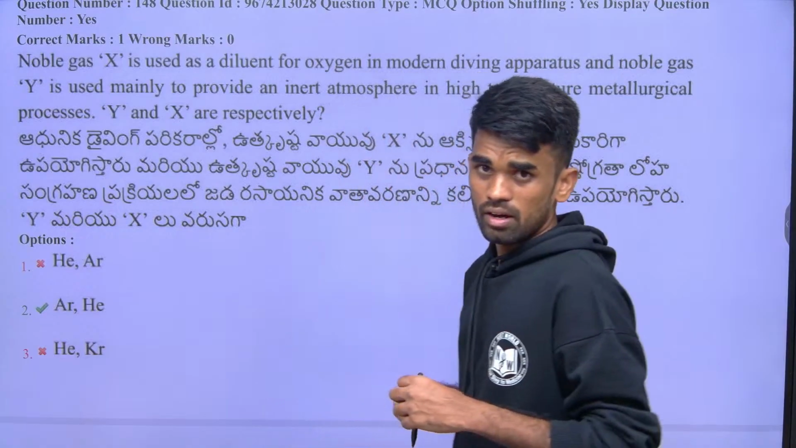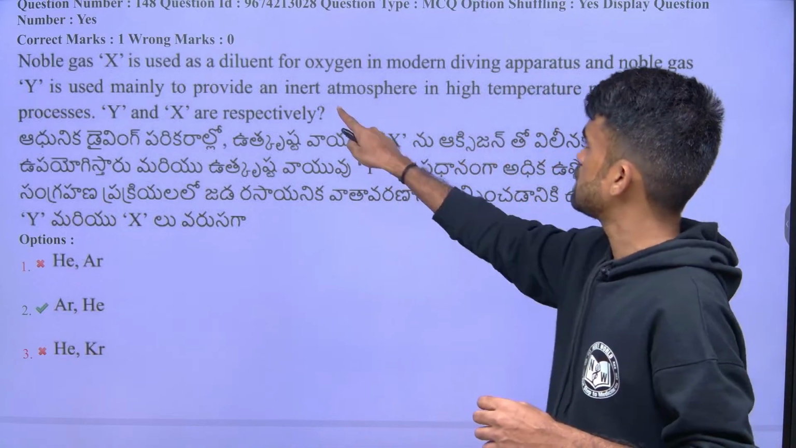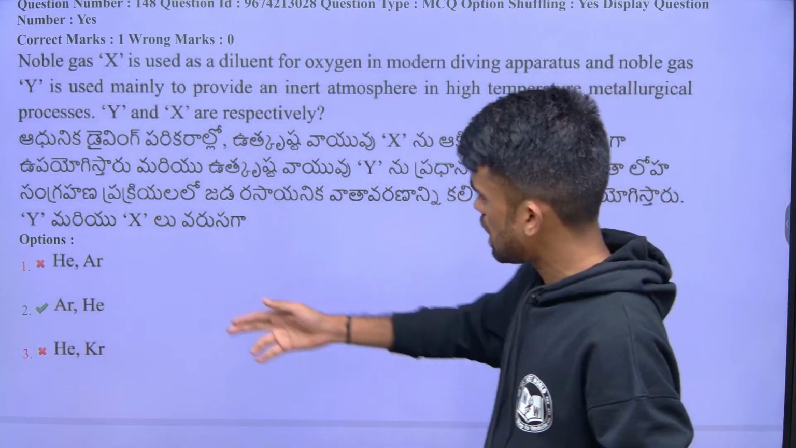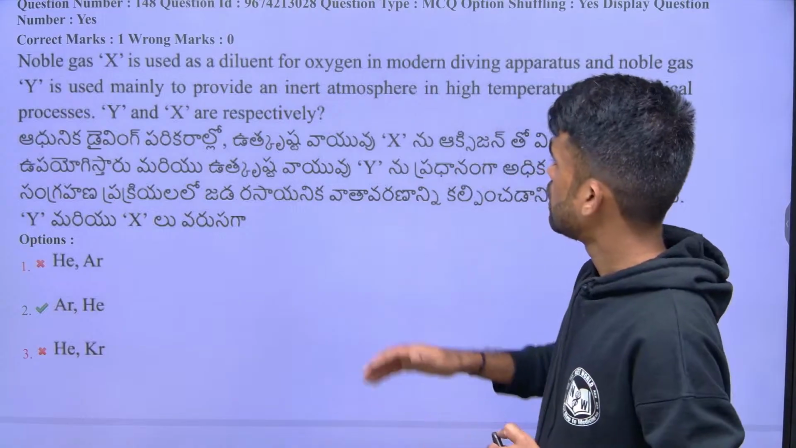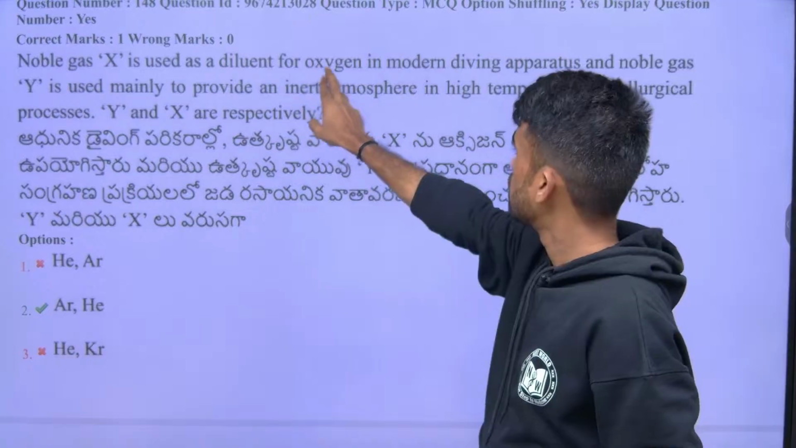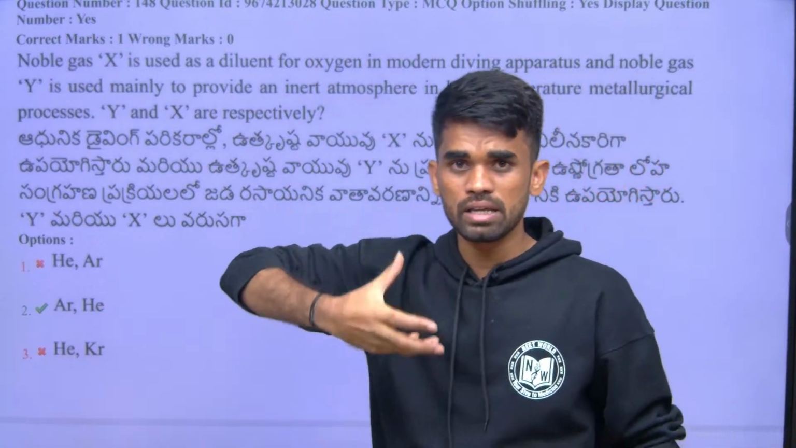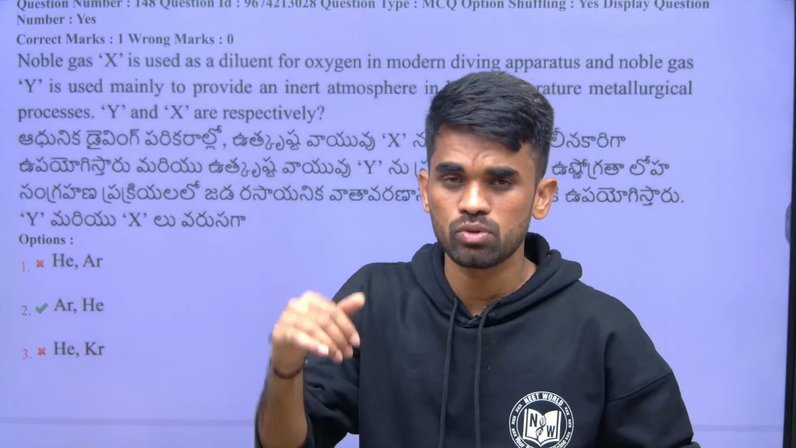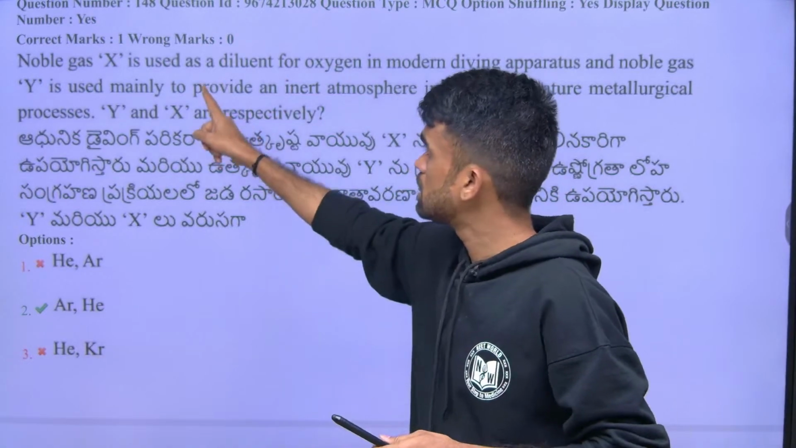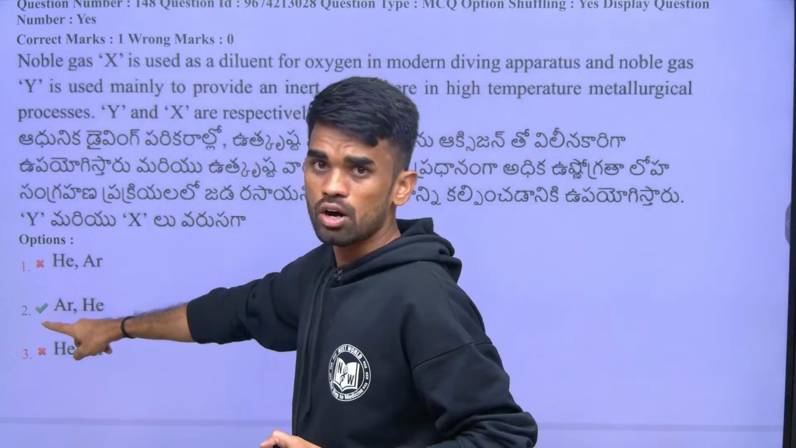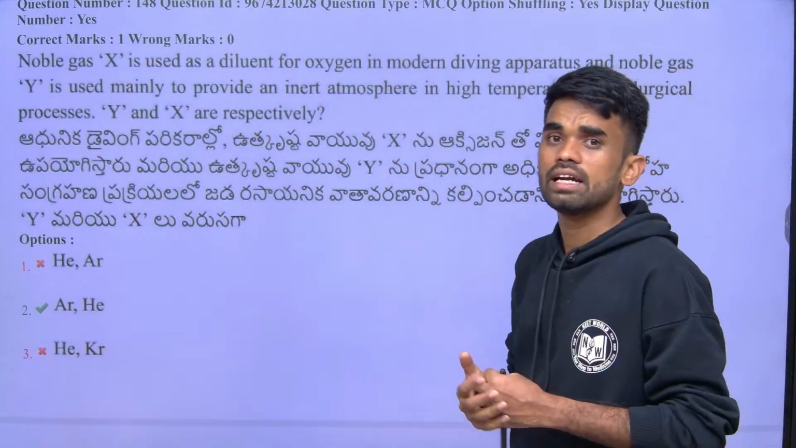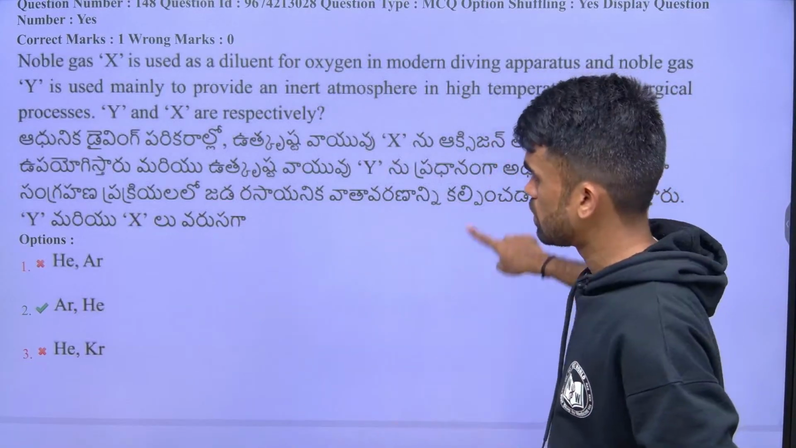See, in order to create this inert atmosphere, we need an inert gas. Inert gas means, yes, all of these are inert gases only. One more thing, diluent. So here, what is diluent? Scuba divers bring oxygen cylinders along with them while diving. There they will dilute the oxygen with some X. That X is argon gas here, and helium gas is used to create an inert atmosphere. So you can go with option number 2.